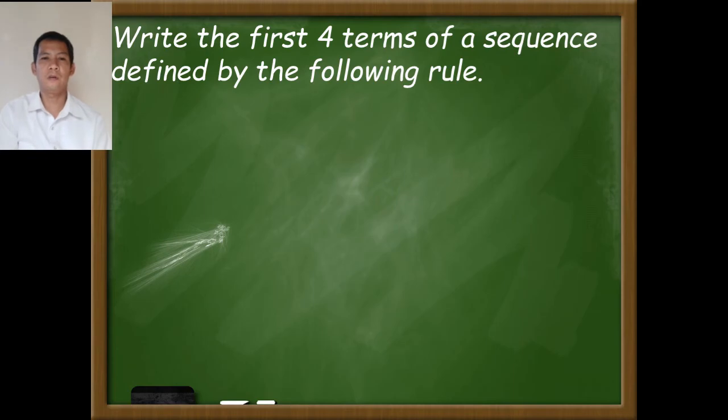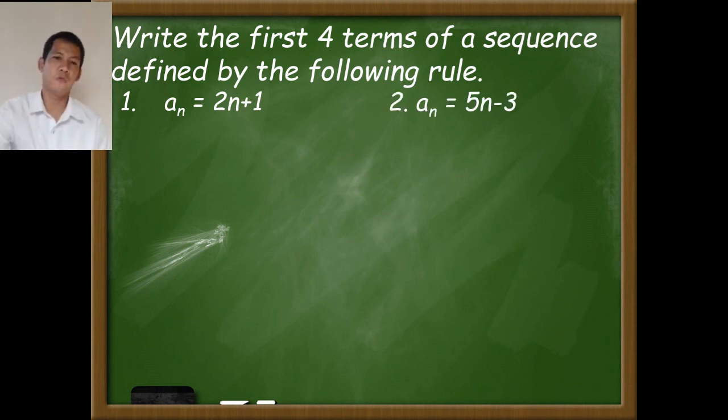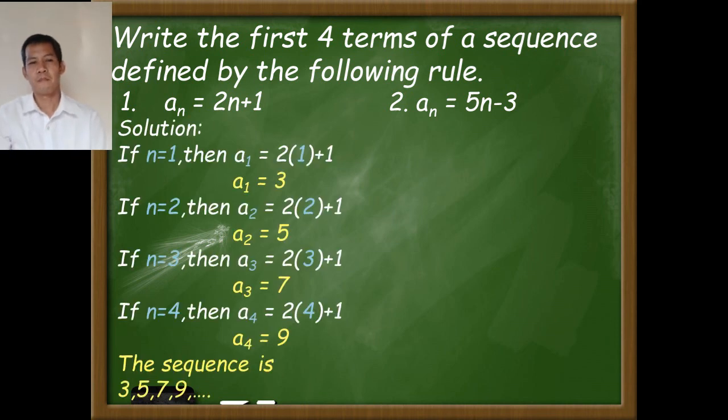This time, we're going to write the first 4 terms of a sequence defined by the following rule. First rule, we have a sub n equals 2n plus 1. Second rule, a sub n is equal to 5n minus 3. Let's have the solution for the first rule. If n equals 1, then a sub 1 is equal to 2 times the value of n, which is 1, plus 1. Following the order of operations, we have a sub 1 equals 3.